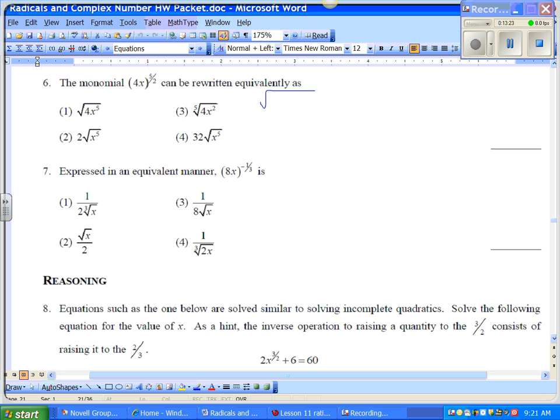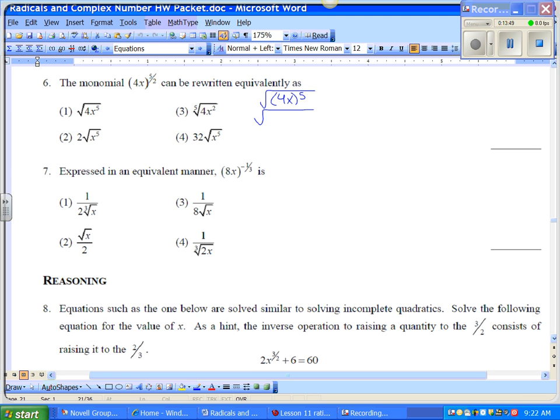How would I write 4x to the 5th? 4 to the 5th, x to the 5th, or 4x raised to the 5th in parentheses. Why did I put parentheses around it? Because that 5th has to go to both the 4 and the x. Okay, if you don't have the parentheses, it's wrong, because what you're saying is 4 times x to the 5th. It's not the same thing. Okay, so we need to figure out what 4 to the 5th power is.